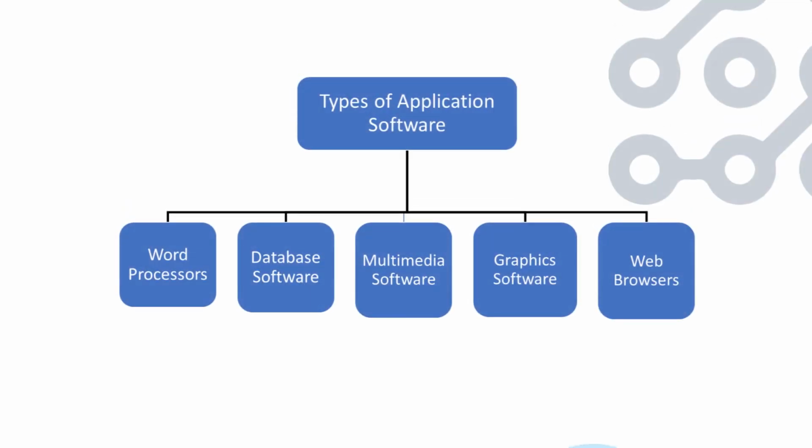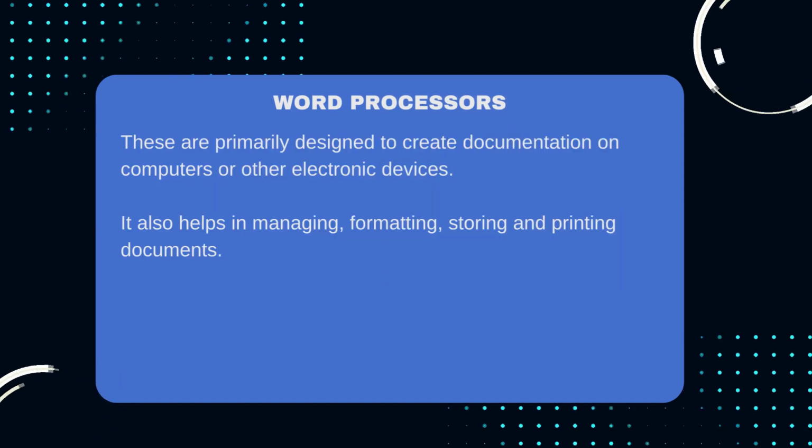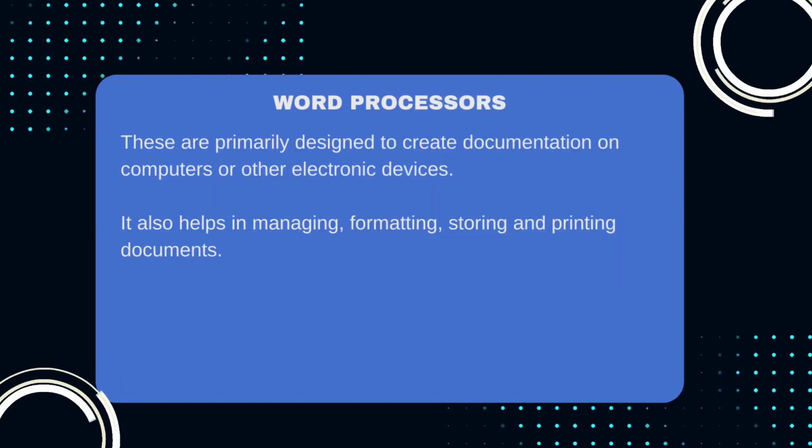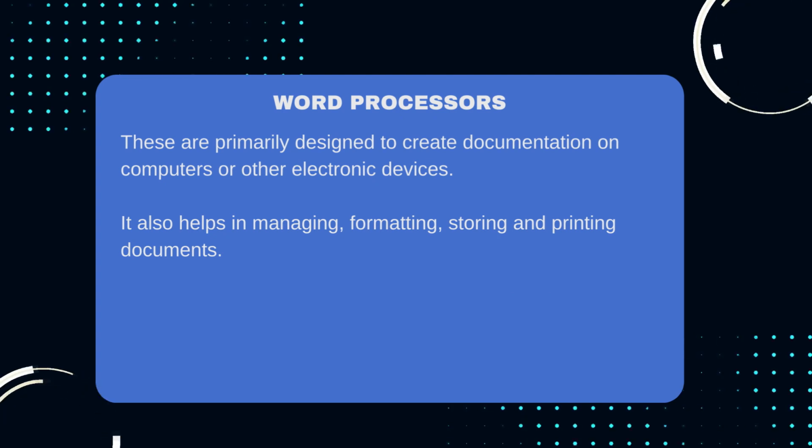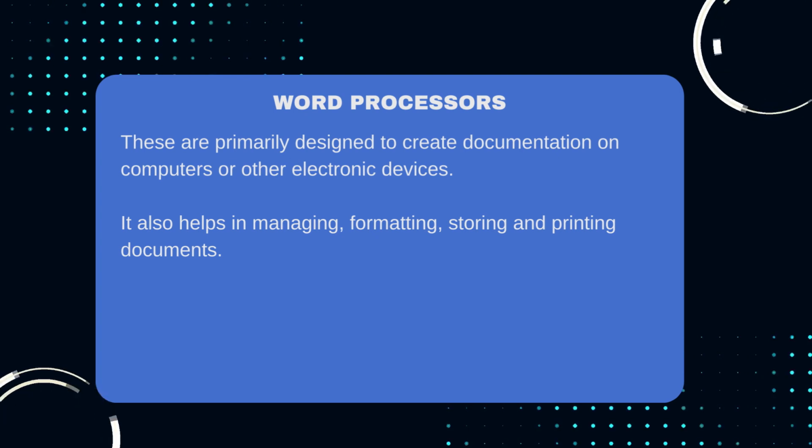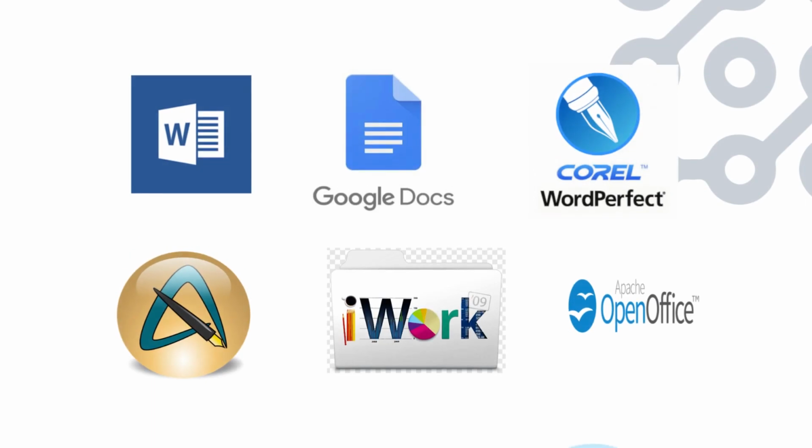So we have here different types of application software. We have word processors or word processing, database software, multimedia software, graphics software, and web browsers. So we have word processors. These are primarily designed to create documentation on computers or other electronic devices. It also helps in managing, formatting, storing, and printing documents. Examples are Microsoft Word, Google Docs, OpenOffice Writer, Corel WordPerfect, ABBYY Word, and Apple iWork Pages.